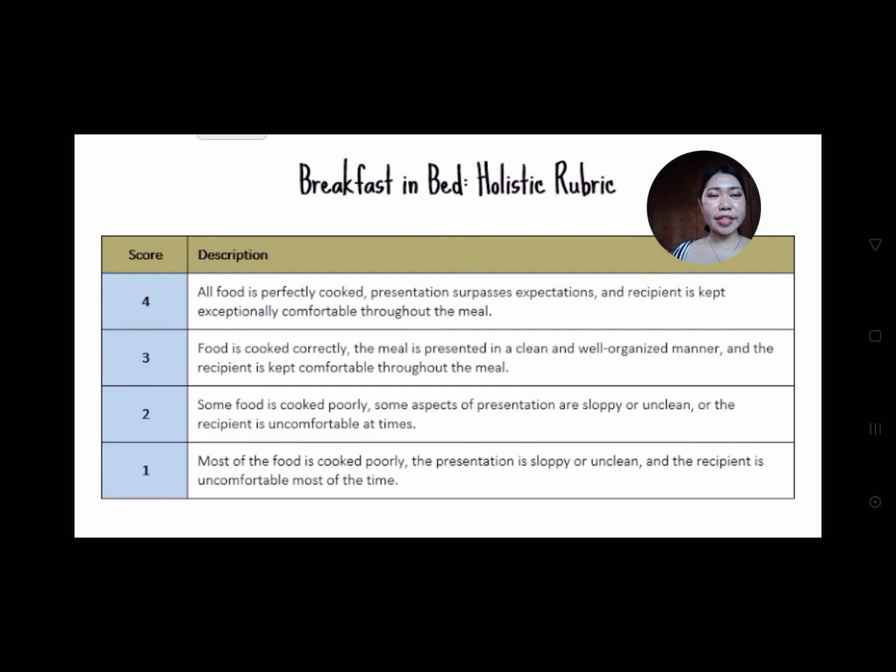So here's an example of a holistic rubric. Breakfast in bed. The first column is score and the second column is description. All food is perfectly cooked, presentation surpasses expectations, and recipient is kept exceptionally comfortable through the meal. So the score is 4. Food is cooked correctly, the meal is presented in a clean and well-organized manner, and the recipient is kept comfortable throughout the meal. So the score is 3.